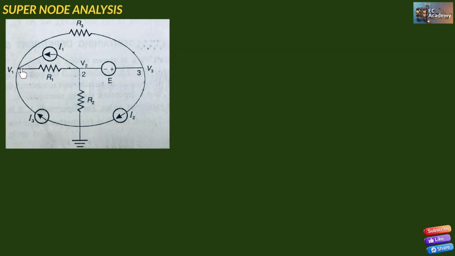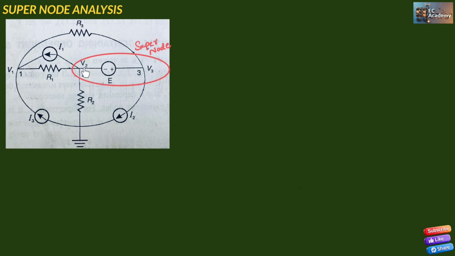Let us consider this network. In this network, we find that there is an ideal voltage source between node 2 and node 3. Hence, the ordinary node voltage analysis cannot be used to solve this network. Therefore, node 2 and 3 along with the ideal voltage source is considered as a supernode.